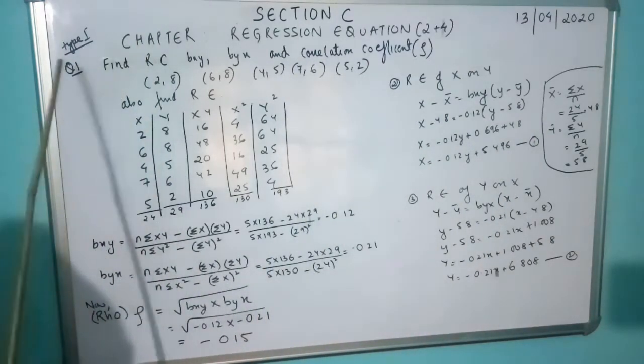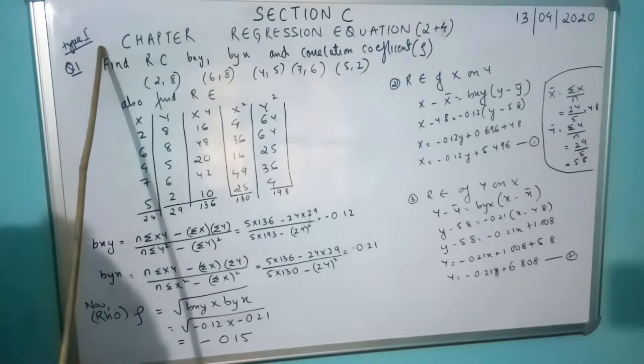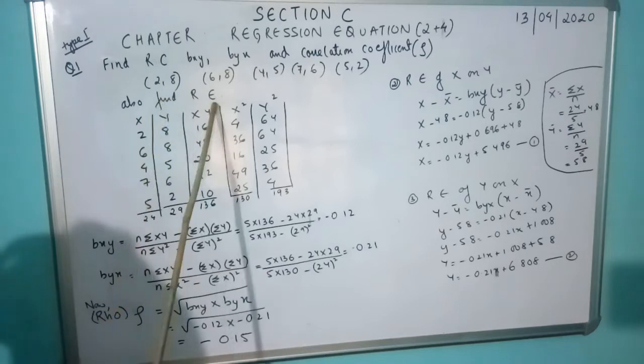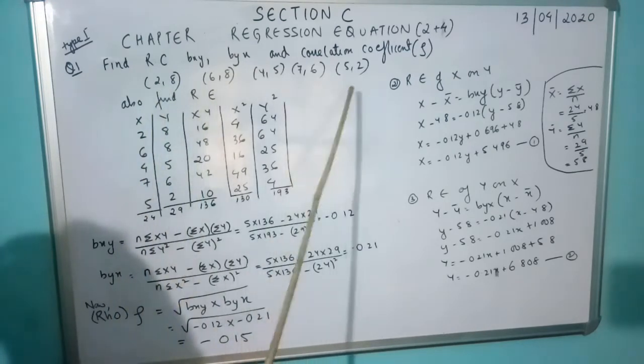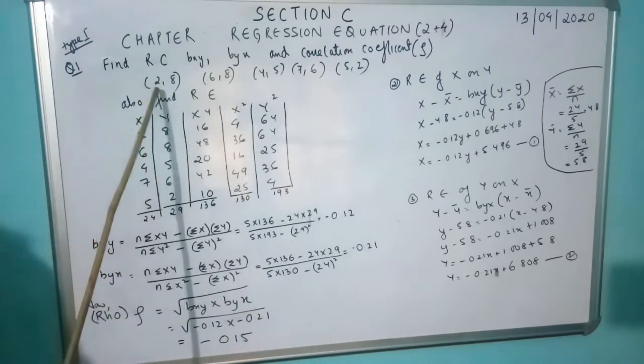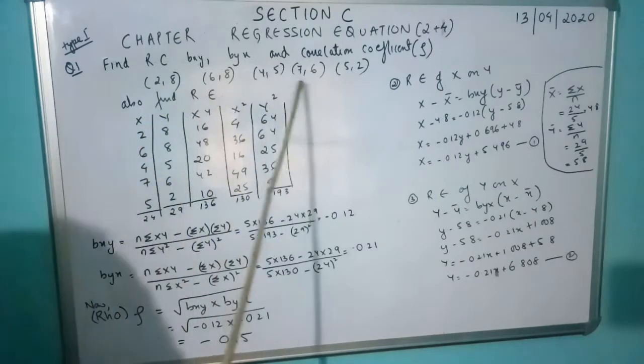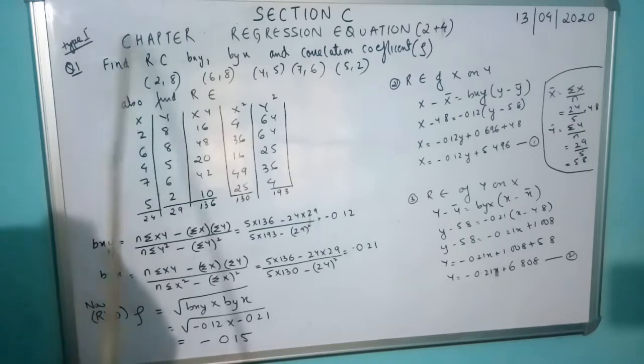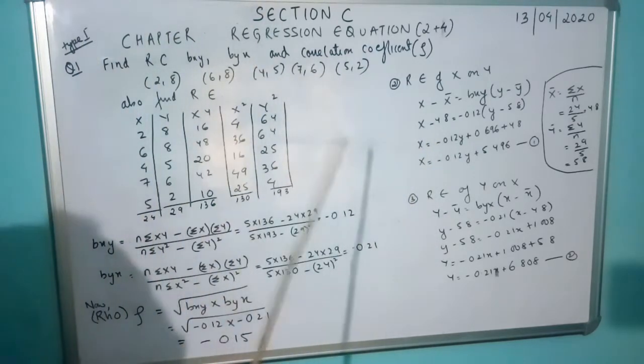So today I'm going to start off with type 1. Type 1 you get for 4 marks, and the question will be to find the regression equation when the values of x and y are given. You can see these values 2, 8, 6, 8, 4, 5, 7, 6, 5, 2. So these values will be given. That means what is type 1? To find the regression equation when the values of x and y will be given.